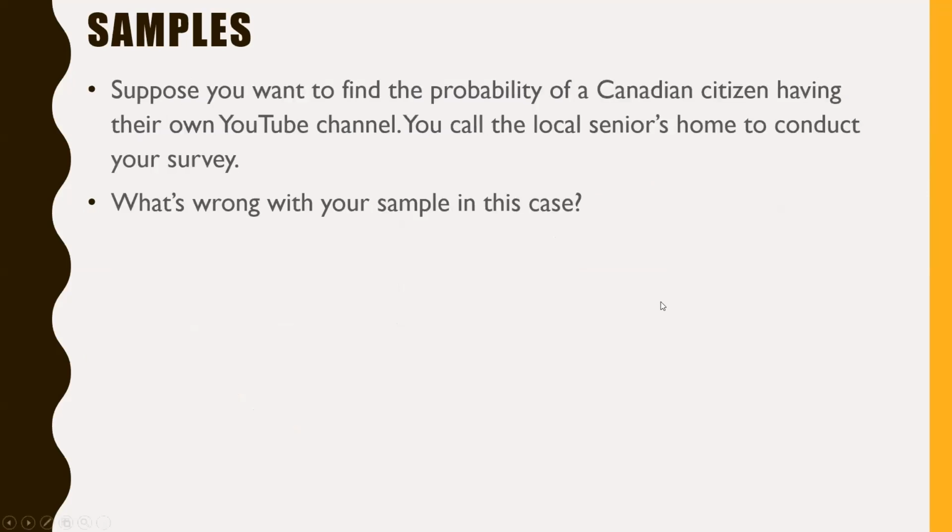Next one: suppose you want to find the probability of a Canadian citizen having their own YouTube channel. You call the local seniors home to conduct your survey. What's wrong with your sample in this case? You can pause and think about it, and I'll go over it. This one is a little bit weird, and we're making a lot of assumptions. But what I would say is wrong with your sample is that the sample type is wrong. You're asking the wrong group of people.